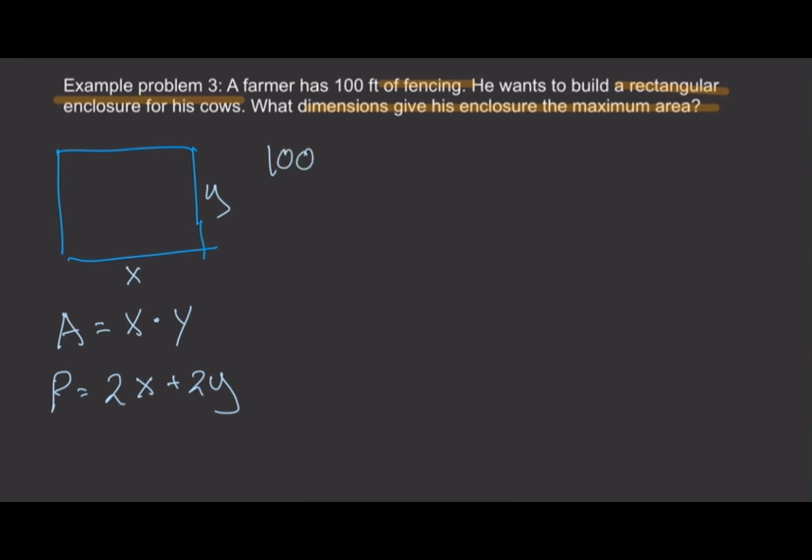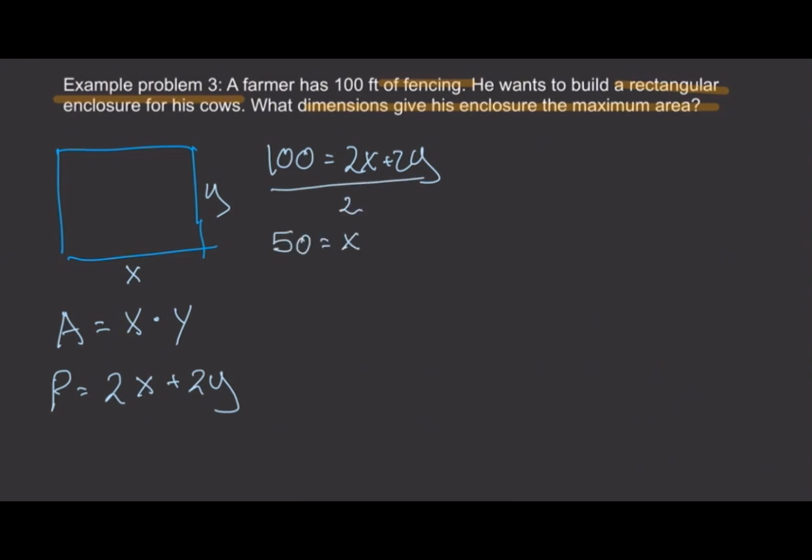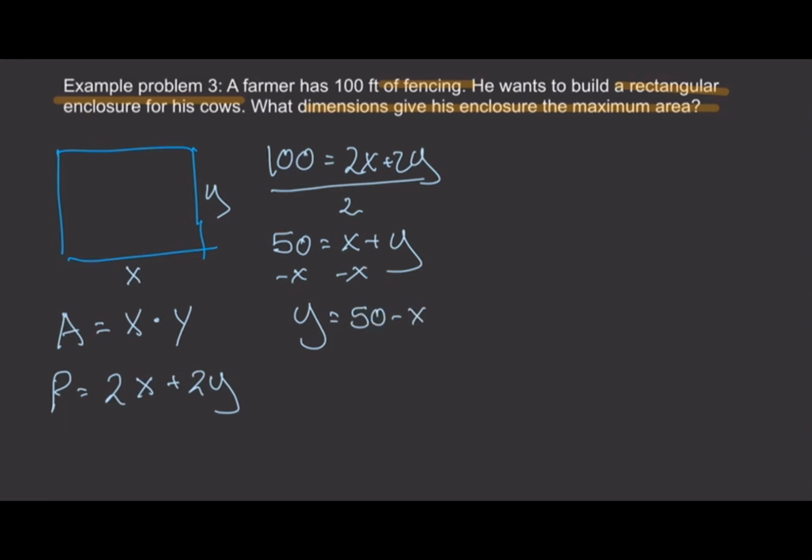We know what the perimeter is going to be because the problem told us that. We can plug the 100 feet into the perimeter equation to make 100 equals 2x plus 2y. Now we can simplify the perimeter equation because everything can be divided by 2. The new equation looks like this. Let's isolate the variables now. We can subtract x from both sides to make y equals 50 minus x.